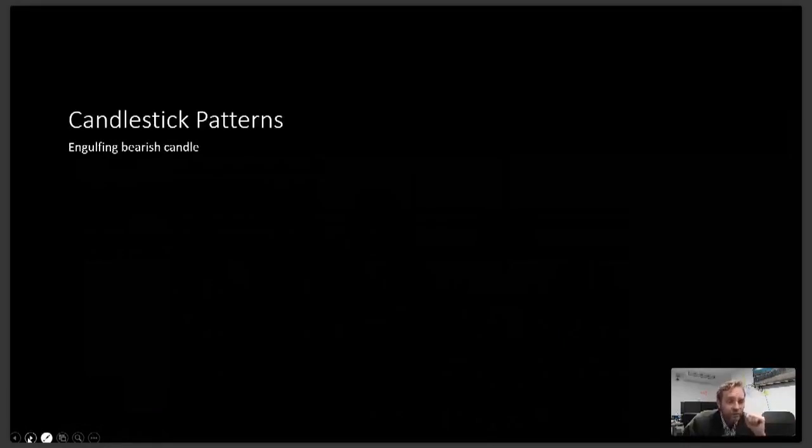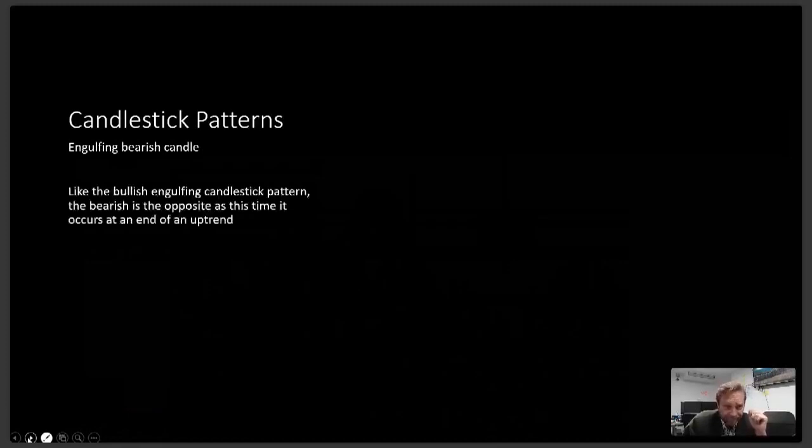This is called the engulfing bearish candle pattern. Again, it's like a bullish engulfing candlestick pattern, but it's basically the opposite. Okay, it's the opposite. And like I say, this time it occurs at the end of an uptrend.